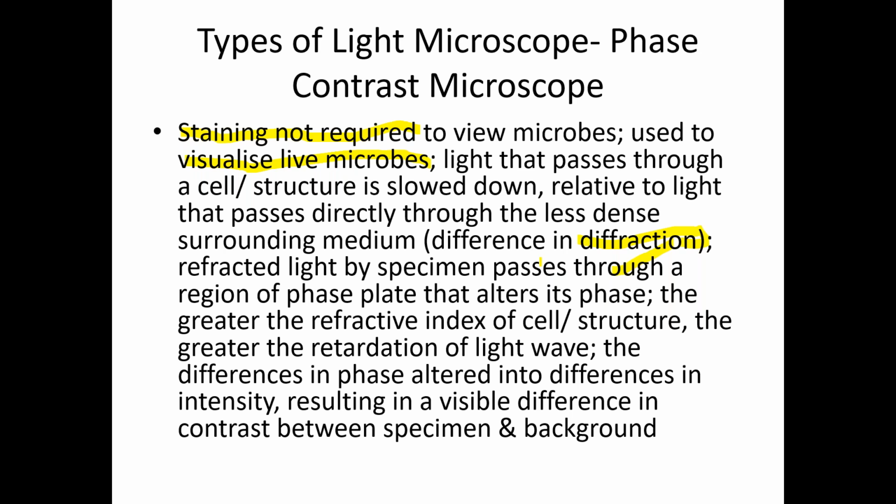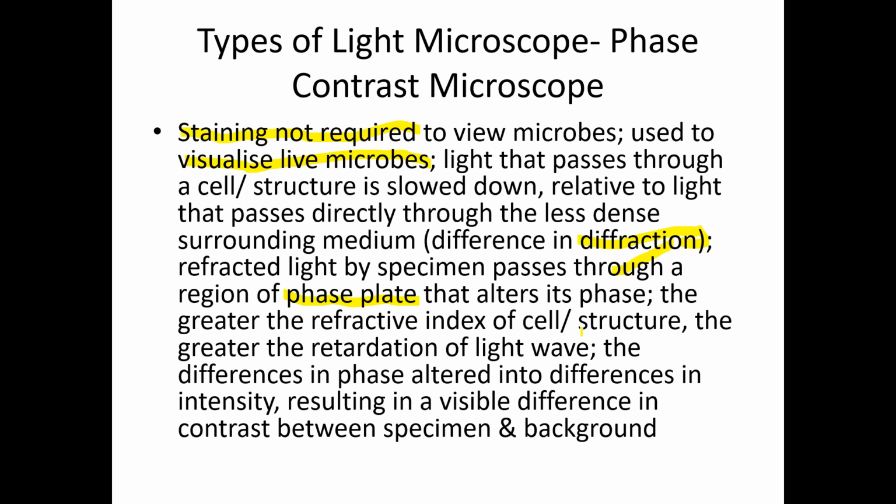So in dark field microscopy, we had a special structure called the dark field ring, which did not permit the entry of light directly through the condenser lens. Here in the phase contrast microscope also, we have a special structure called the phase plate. So what is the function of the phase plate?